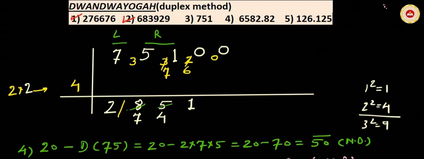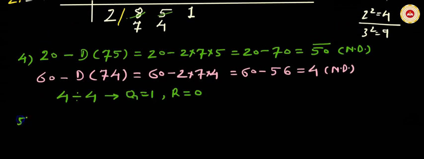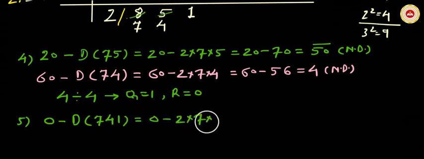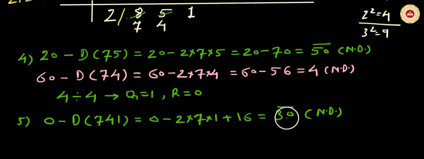Now let us calculate net dividend. Step number 5. 0 minus duplex of 7 4 1. I think friends, this time also we are getting negative net dividend. 0 minus 2 multiplied by 7 multiplied by 1 plus middle digit squared, that is 16, which is equal to 14 plus 16 is 30, negative 30. Okay, negative 30. So this is net dividend, but this number is negative.